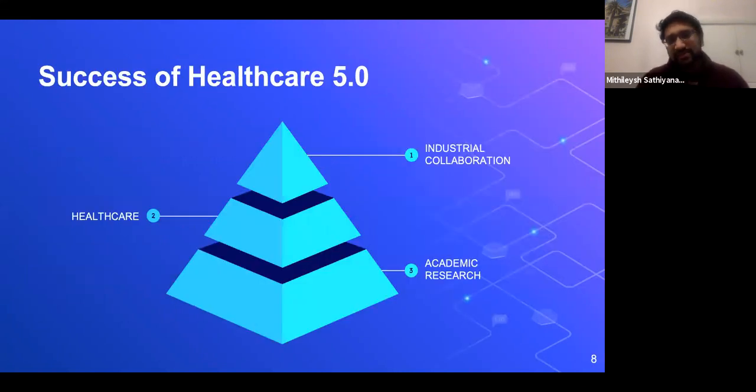What I personally see is, this is just my observation, so maybe I'm wrong or maybe I'm a bit off, right? I'm not sure. Most of the work is done at a base where academic research is quite strong, but unfortunately, the translation from the academic research to healthcare and then with the industrial collaboration doesn't happen. There is some kind of gap which I have observed.